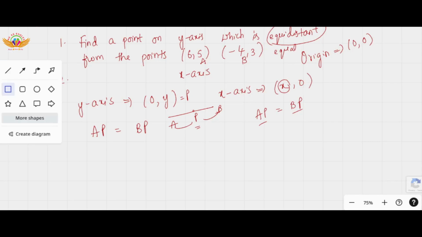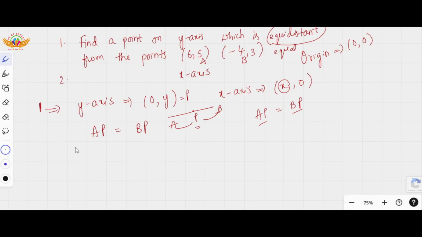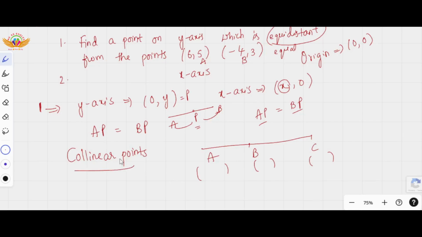Thank you. Also, I want to cover another important thing that is called collinear points. So, what are collinear points? There will be a line segment with points A, B and C. They will give you the A point, B point and C point, and they'll ask whether the 3 points are collinear or not. So what does collinear mean? All the 3 points lie on the same line. The conditions might be like this.